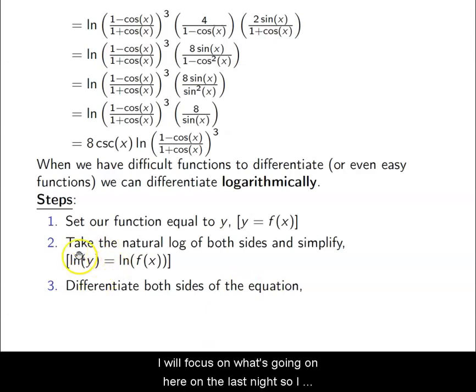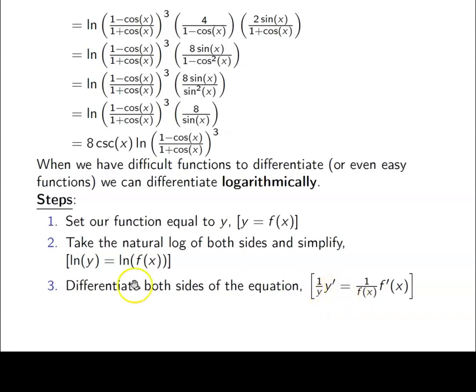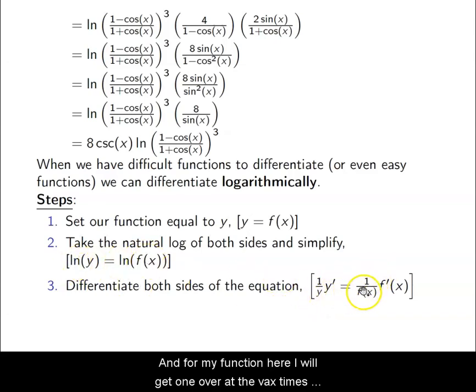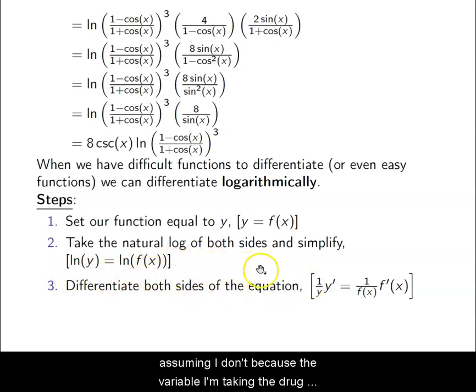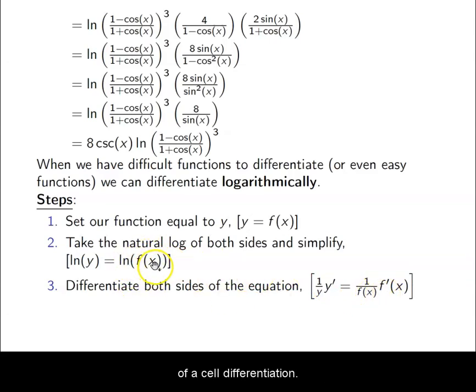So I will focus on what's going on here on the left. When I take that derivative, I get 1 over y times y prime. And for my function here, I will get 1 over f of x times f prime of x. Again, remember, we're doing this implicitly. I do know what y is, but I'm assuming I don't, because the variable I'm taking the derivative with respect to is x. So y is a function of x, so we use implicit differentiation. F of x, we already know this is what it's going to look like when I have the natural log of a function. So from here, I just solve for y prime by multiplying by y.